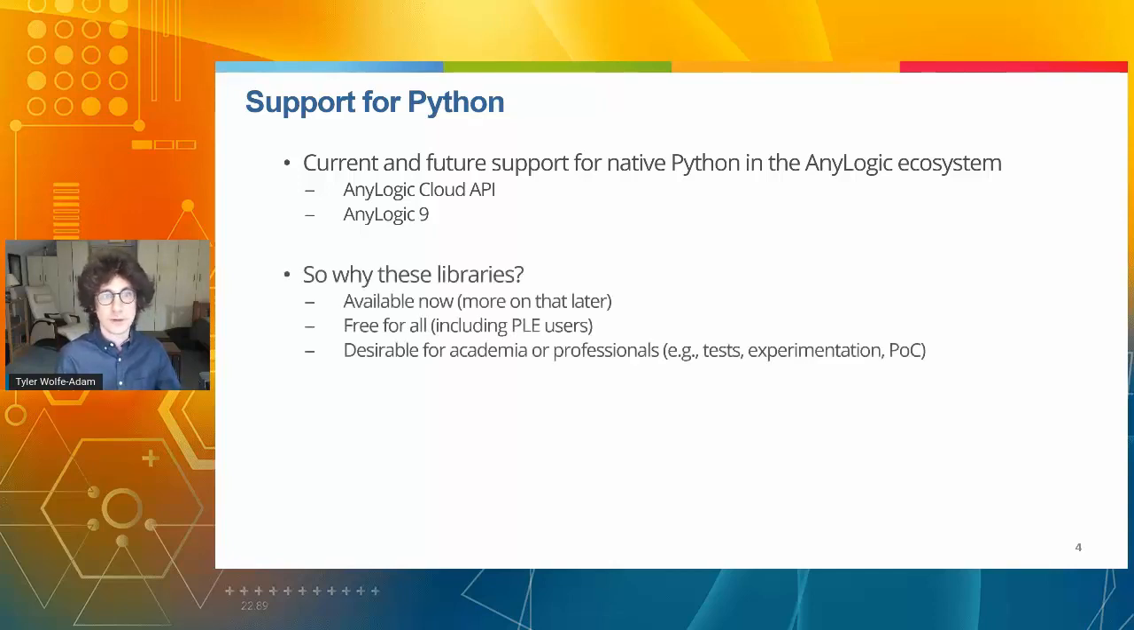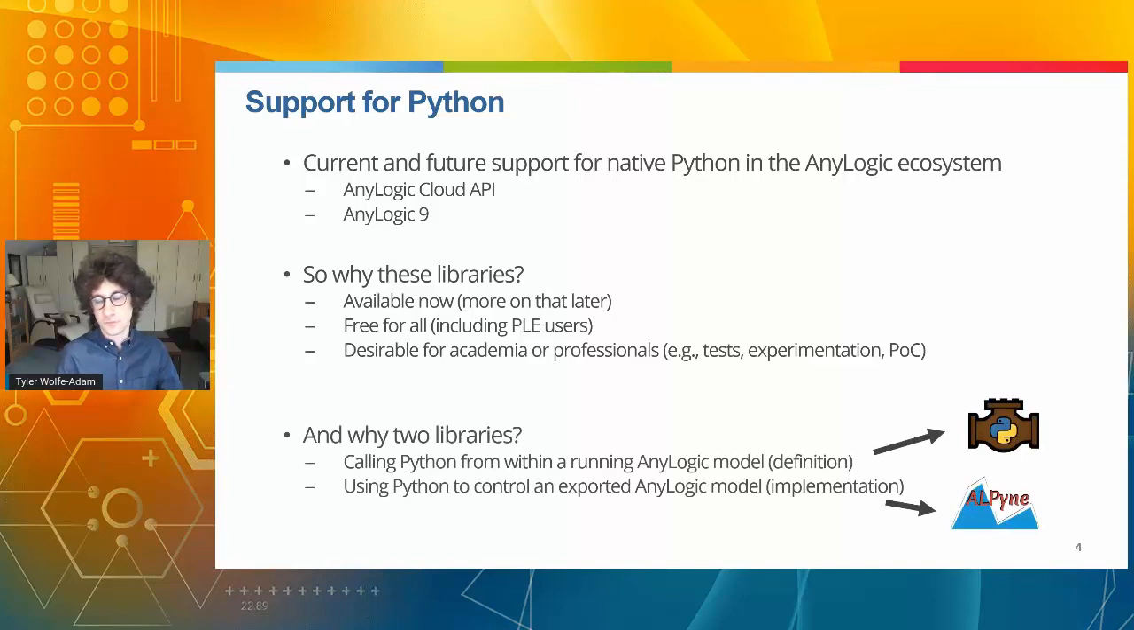So then why do we need the Alpyne and Pypeline libraries? Well, for number one, they're both available now, and they're also free to use, and they're open source, so you can modify them if you want. And this makes it desirable not only for students and researchers, but also professionals who are looking for an easy way to get started, maybe doing different tests or experiments or making proofs of concept.